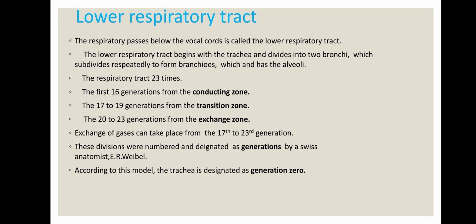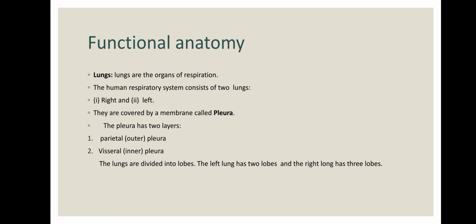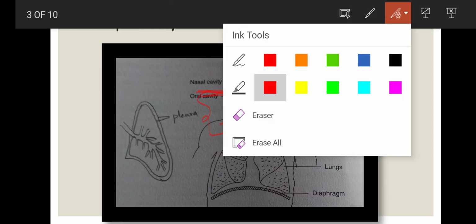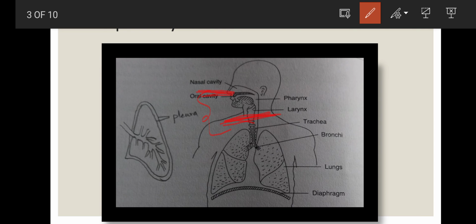And we will see what the lower respiratory tract is. Upper respiratory tract means nostrils to the vocal cord. The lower respiratory tract begins with the vocal cords. Here I have marked the vocal cord, and from the vocal cords up to here is the lower respiratory tract. So this is the upper respiratory tract and this is the lower respiratory tract.